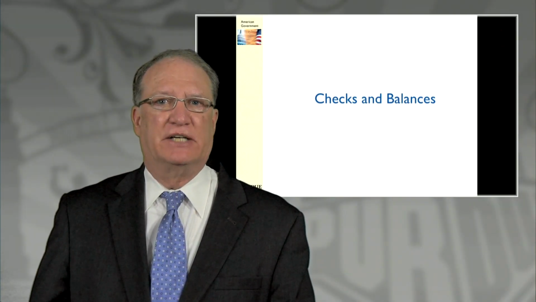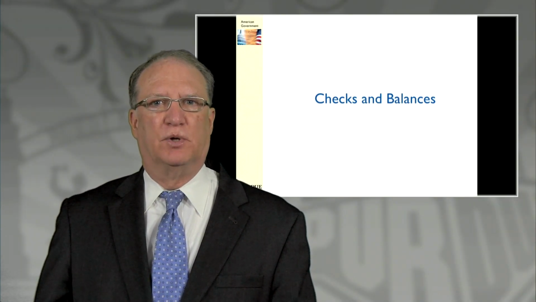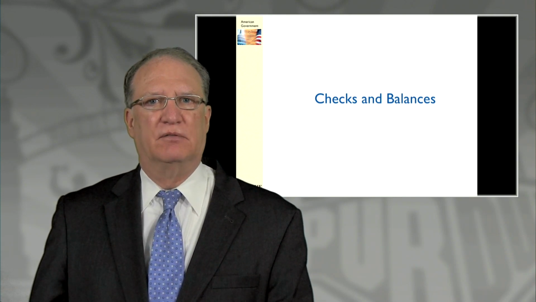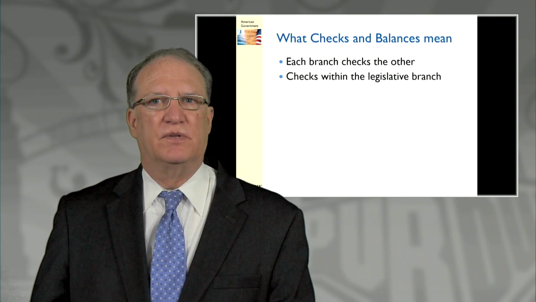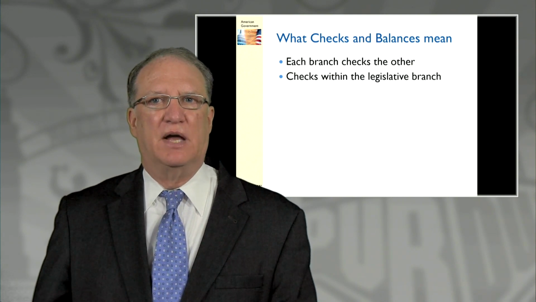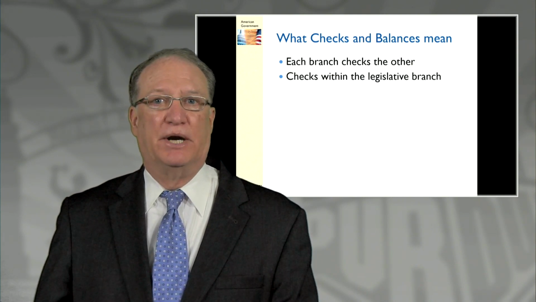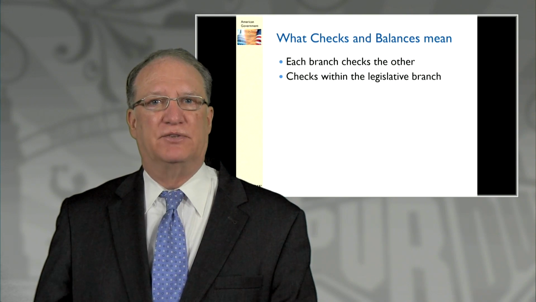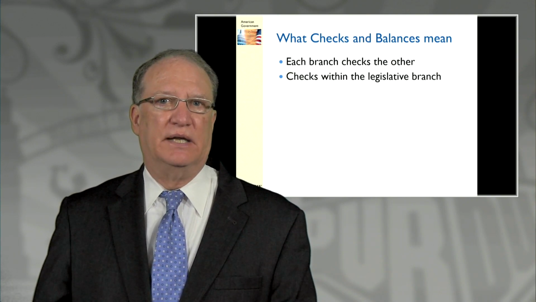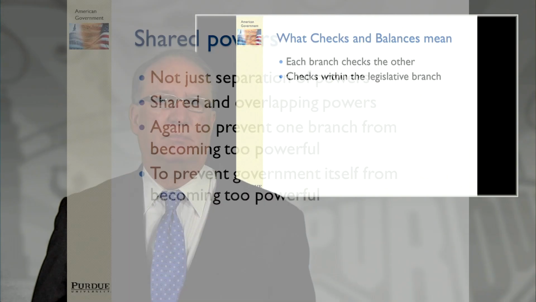Today we'll talk about checks and balances, an important principle underlying our Constitution and designed to keep government from becoming too strong. Each branch checks the other branch. And because the legislative branch is considered the most powerful branch, there are checks within that branch itself, where each body must pass a law in identical form.